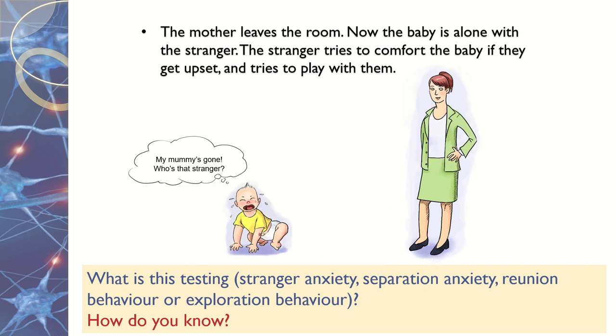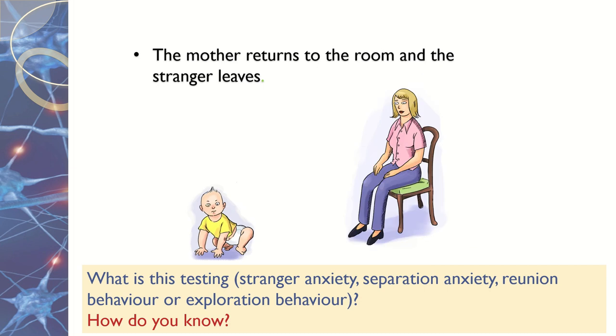At this point, the mother leaves the room and the baby's on its own with the stranger, and the stranger tries to comfort the baby because they're kind of familiar-ish but the baby doesn't really know them that well, but normally the baby is a little bit upset. And this is obviously testing the stranger anxiety, but also their separation anxiety from their mother or their primary caregiver. At this point, the mother returns. As I said, it's only about 30 seconds to a minute. They're not leaving the room for a very long period of time. And this is testing their reunion. How do they respond when they're reunited with their mother?